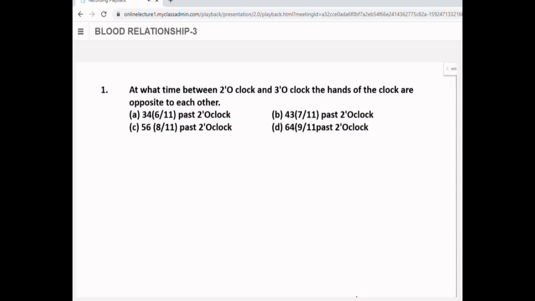So in between 40 and 45, look at what options we have. Option A says 34 minutes and some point. Option B says 43 and some. 56 and some is C. And D says 64. D is not possible at all. Has a minute ever been 64? D option says 64.9 upon 11. Can minutes be 64?